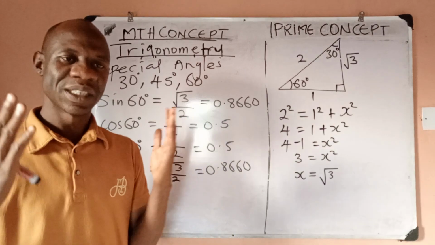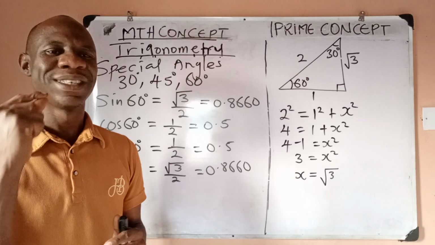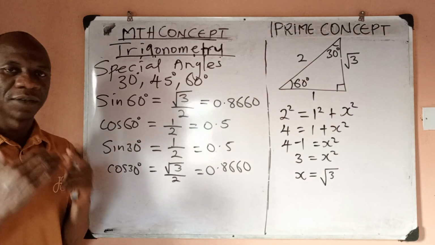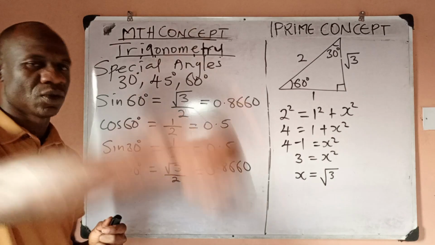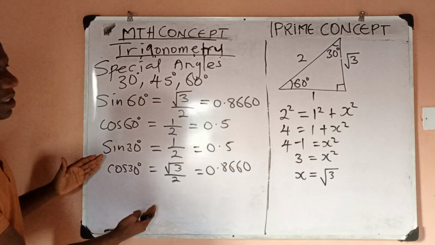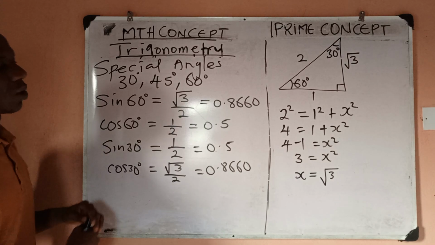So if I say sine 15 degree, it will be the same as cos what? Tell me, drop the answer in the comment section, because 15 degrees is complementary to some other angle. So tell me which angle it is. Now, we've been able to get these ones.